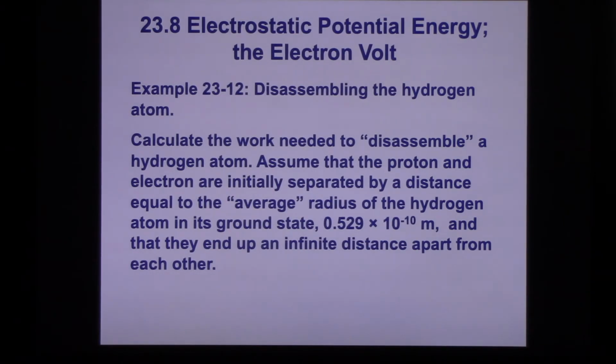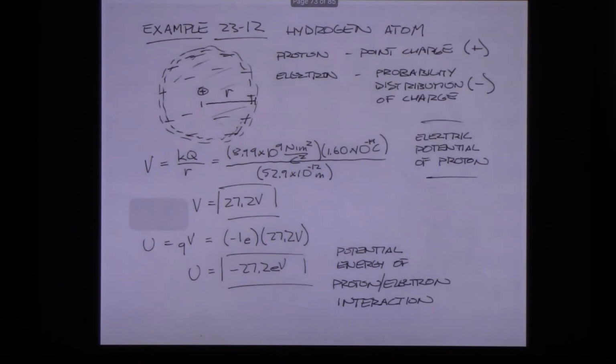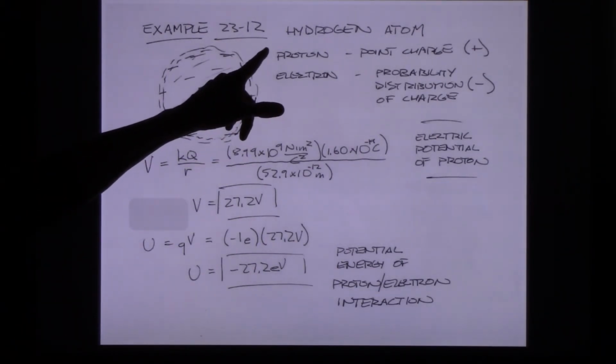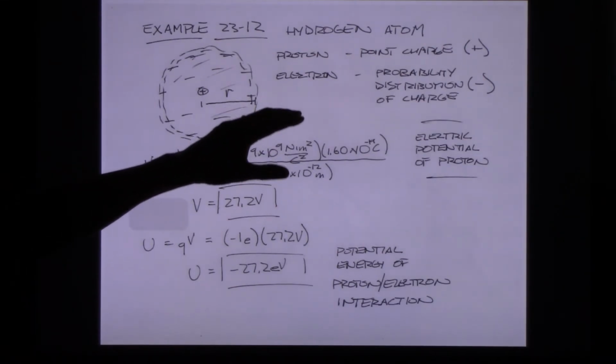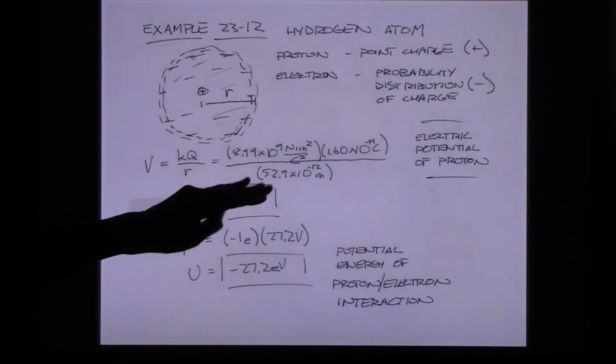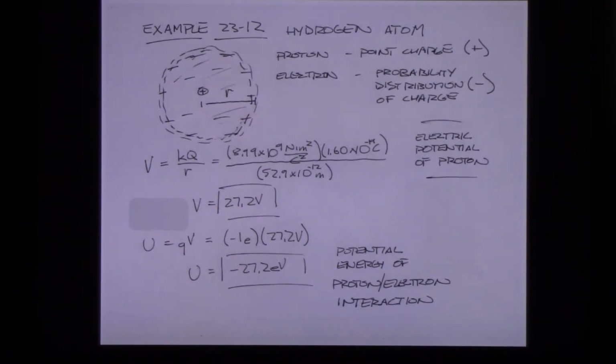Now here's another example that the textbook has produced. They say, well, what about the hydrogen atom? And so let's take a look at what they're saying here. They're saying in a hydrogen atom, I have a proton, I have an electron. Now, I'm going to drive home this point: when we're looking at atoms and molecules, it's really important you understand how the charge is distributed.